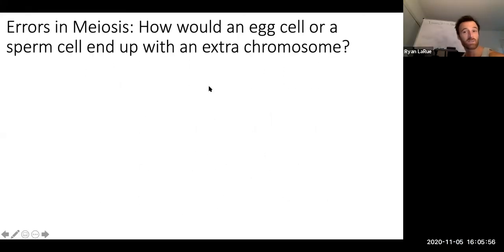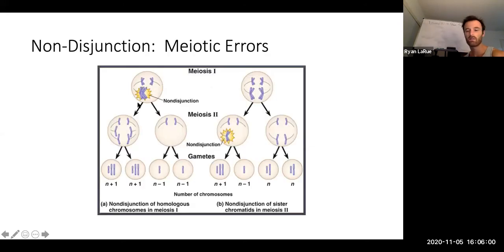It's an error in meiosis. So how does this happen? It's called non-disjunction. Non-disjunction. So we're going to define non-disjunction and then take a quick look at what's going on that would result in something like this.